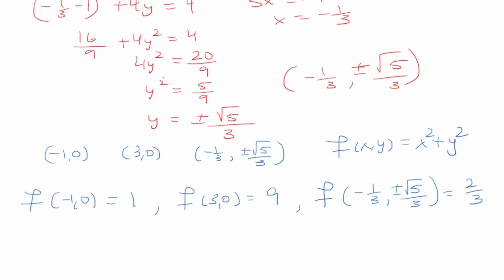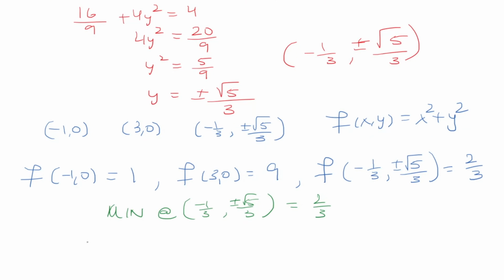Okay, so keep in mind we want a minimum and a maximum. The minimum, the smallest of these, is 2/3. So the minimum is at negative 1/3 comma plus or minus root 5 over 3. And the minimum is equal to 2/3. The maximum is at 3 comma 0, and that's going to be 9.